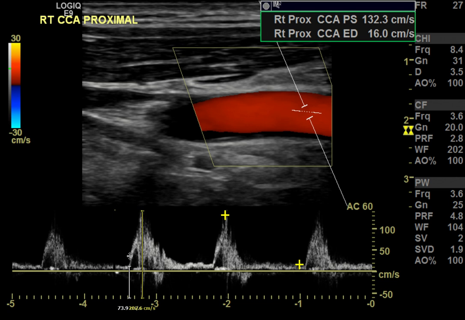This is a prolonged acceleration time. Usually the amount of time that it takes to reach the peak is 0.07 seconds. And so this is much longer than it should be. So this is a delayed upstroke.